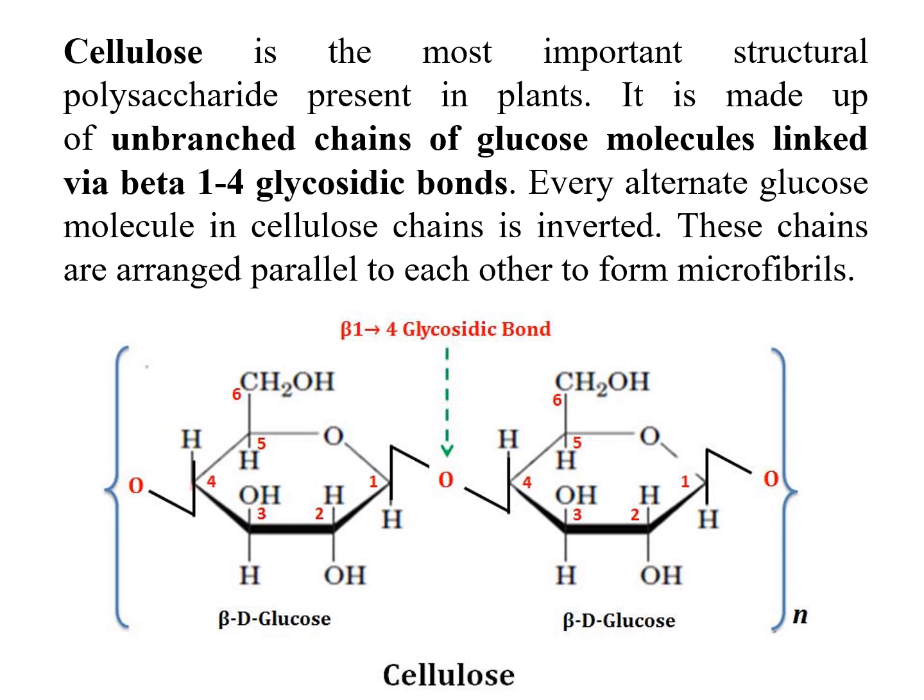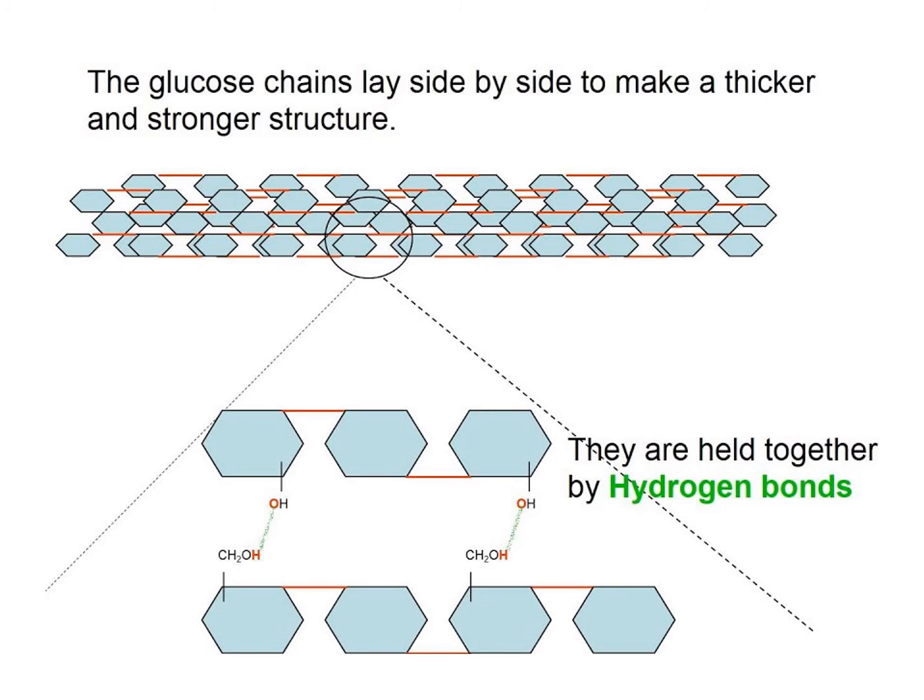Moreover, if you see the structure, these are arranged in a tight fashion with inter-hydrogen bonds. The glucose chains lie side by side to make a thick and strong structure. If you magnify this, you can see the hydrogen bonds present between different strands.